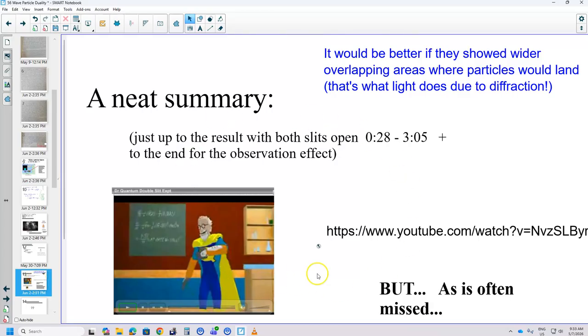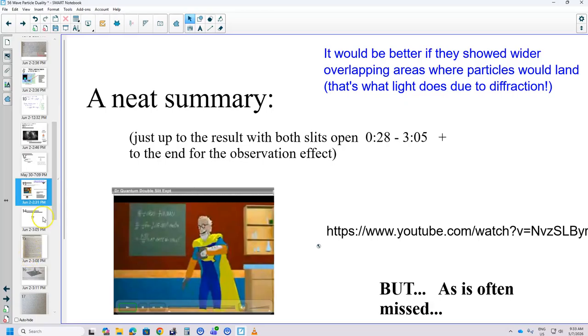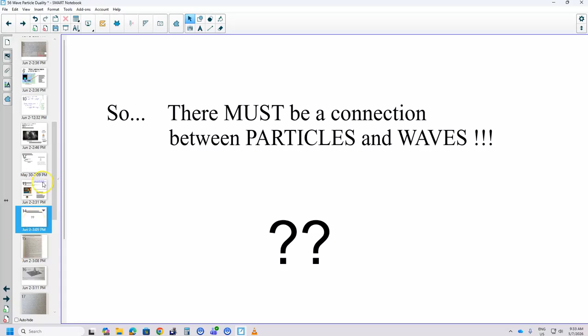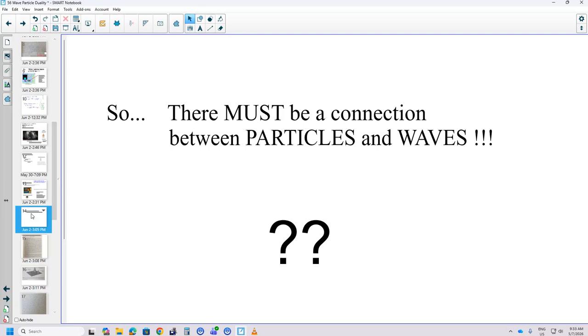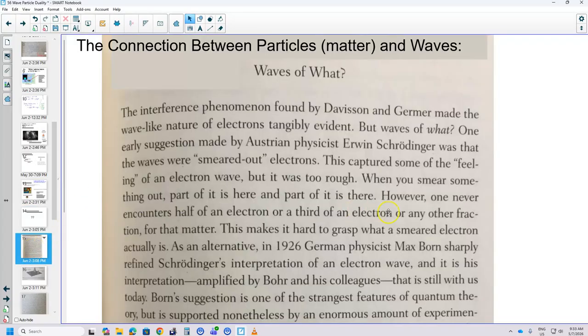This one is very similar, it's just a different animation of it in that this link works. I'm pretty sure the old link was copyright forbidden or whatever, it was dead. So I found a new link for it, but I'm not going to show it during the lesson here because I don't want to get copyright infringements. But yeah, this one goes through the same kind of stuff if you want to see a recap of it in a different way. And yeah, so we're seeing there must be a connection between particles and waves, right?